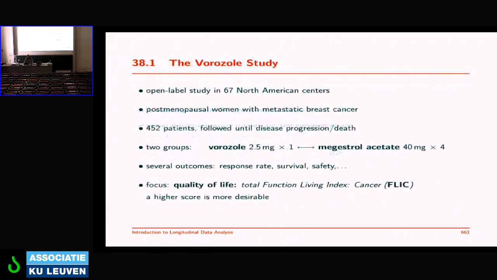Now, the example I'm going to use here is a so-called Vorozole study. It's a study conducted in postmenopausal women with metastatic breast cancer. It's a multicentric study conducted in North America a while ago by Janssen Pharmaceutica. It's a study that we can use for teaching purposes, also because no further follow-up has been given to the compound. There are 450 patients, but the main study outcome is actually survival.